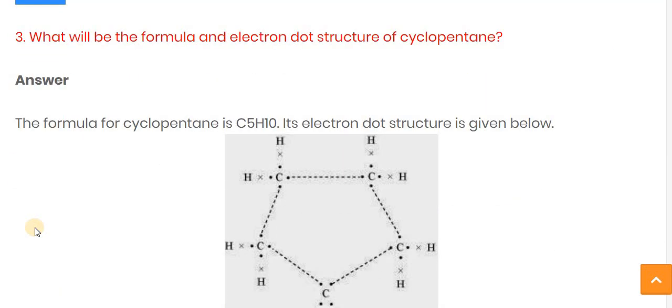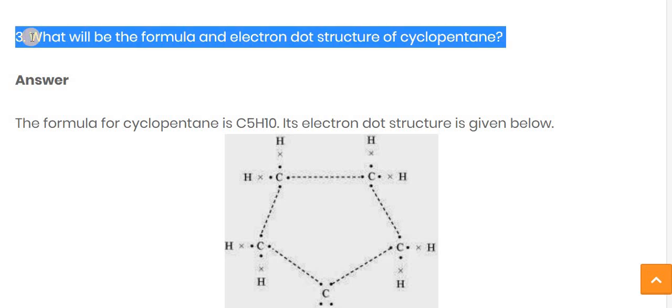Now let's move further. Question number 3: what will be the formula and the electron dot structure of cyclopentane? Here the name is given as cyclo and pentane. Cyclo means it is in cycle form, so we get the idea that we have to make the cyclic form of pentane. Pentane means it possesses 5 carbons.